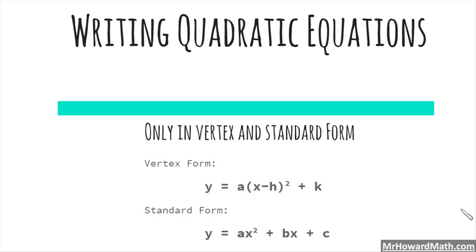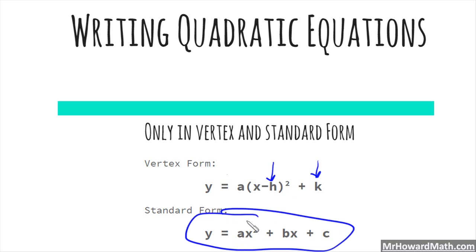Alright, in this video we'll be writing quadratic equations, and we'll only be writing them in vertex and standard form. Those are the two forms that we have been looking at. So just recall each of the forms. Vertex form includes the vertex. The x coordinate of the vertex is here, the y coordinate is here. The x coordinate is always opposite between the function and the coordinate of the vertex.